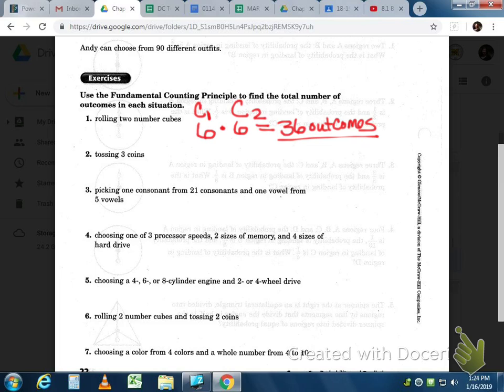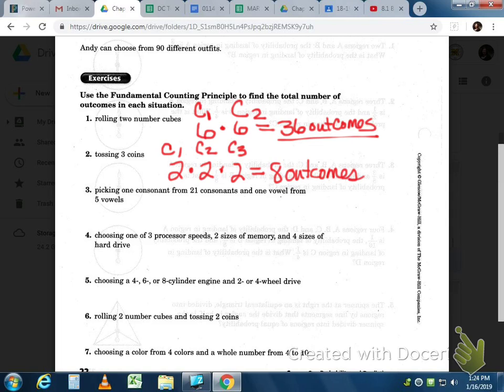Number 2, tossing 3 coins. I'm going to have coin 1, coin 2, and coin 3. How many things can happen from coin 1? 2. How many different things can happen with coin 2? 2. How many with coin 3? 2. 2 times 2 times 2. Be careful, exponents. What is it? It's 8. 8 outcomes, not 6.